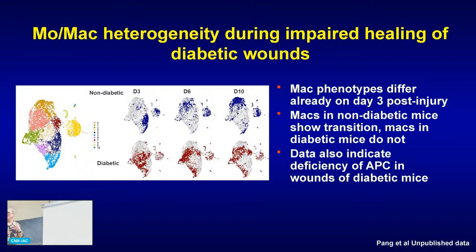This is consistent with the idea that inflammation is dysregulated in diabetic wounds, and you don't see these state transitions that we normally see in a normally healing wound. The other interesting thing was there seemed to be reduced numbers of cells with the APC phenotype, which was interesting as well.